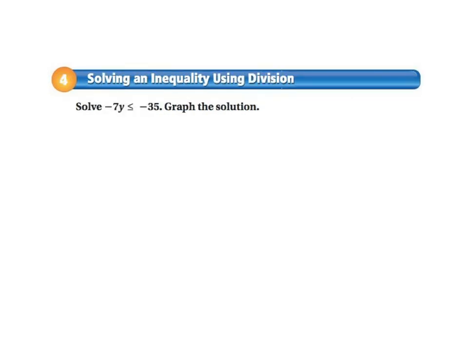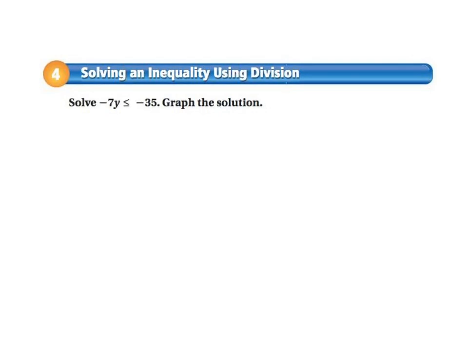All right, let's try one more together. So here we have negative 7 times y is less than or equal to negative 35. The inverse of multiplying by negative 7 is dividing both sides by negative 7. So once again, we divided by a negative, so our inequality sign flips. It goes from less than or equal to, to greater than or equal to. So we are left with 1y equals positive 5. Please remember, a negative divided by a negative makes a positive. And this is our answer.